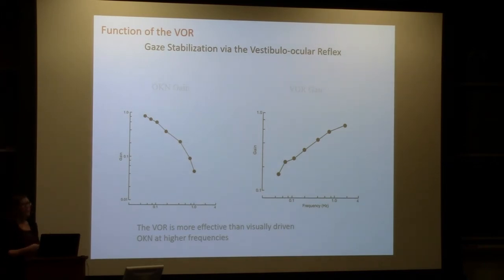And that works very effectively at low frequencies. At higher frequencies, because the latencies are so long, it's a very sluggish system, it doesn't work very well at all. So you can see it's down at a pretty miserable gain, well below 0.1 at 1 hertz, right? Just for reference, our normal locomotion frequency is somewhere between 2 and 3 hertz, right? So you really need this system.